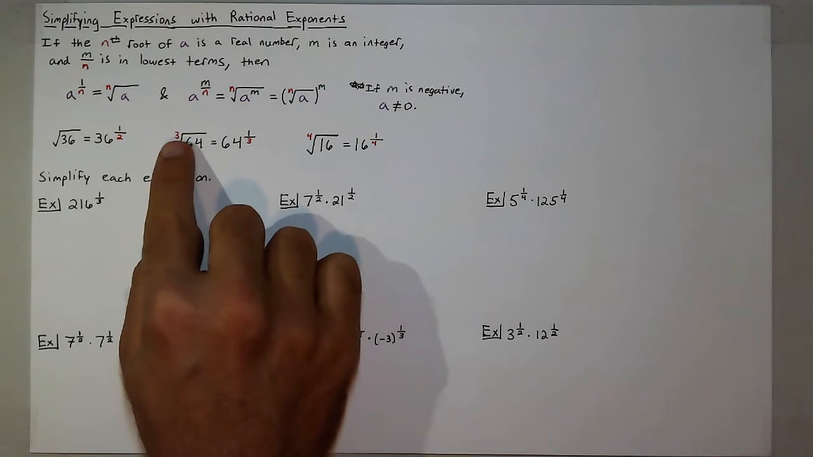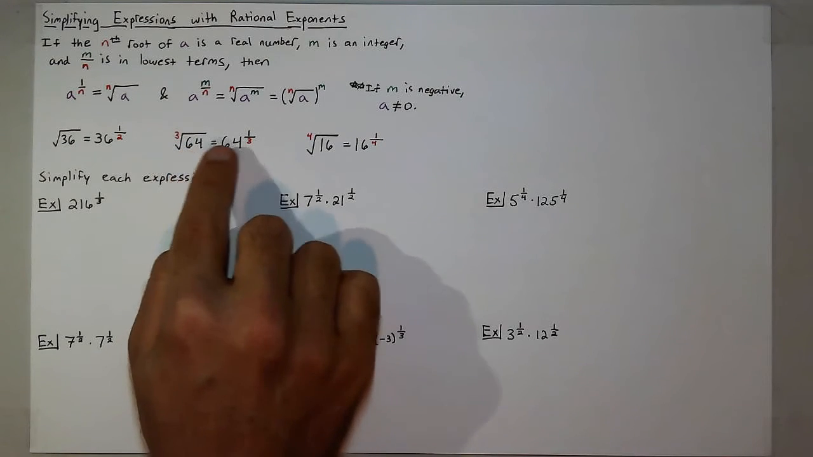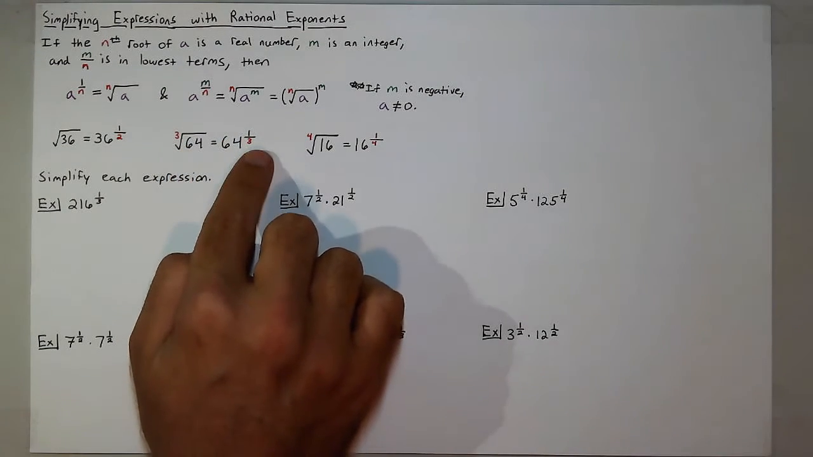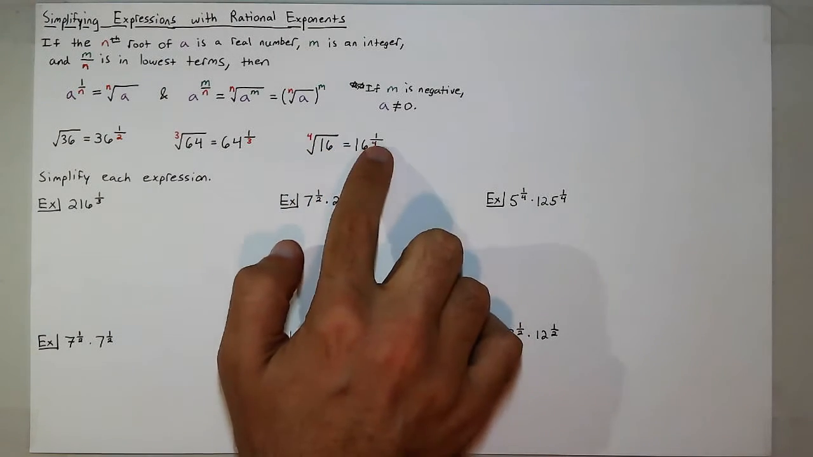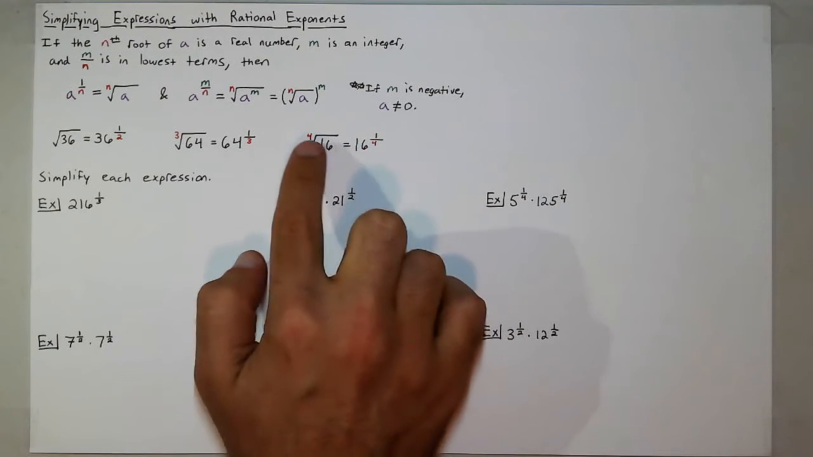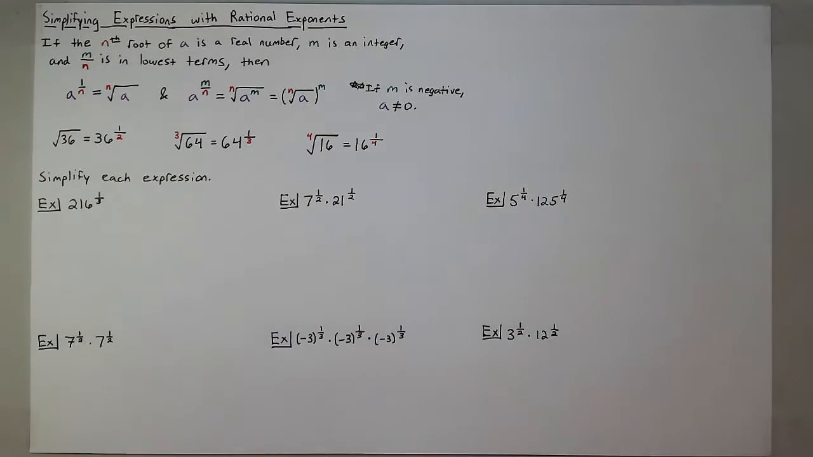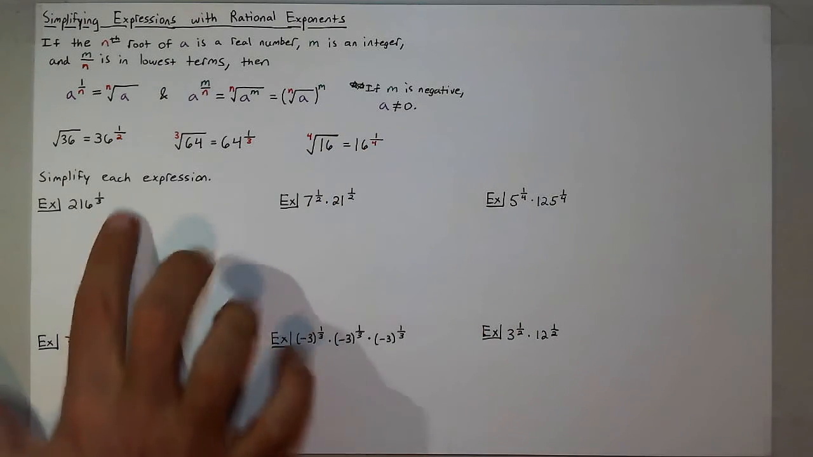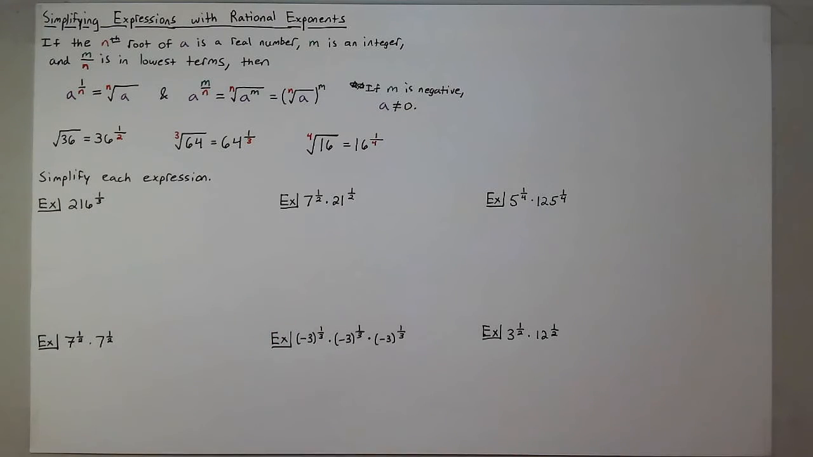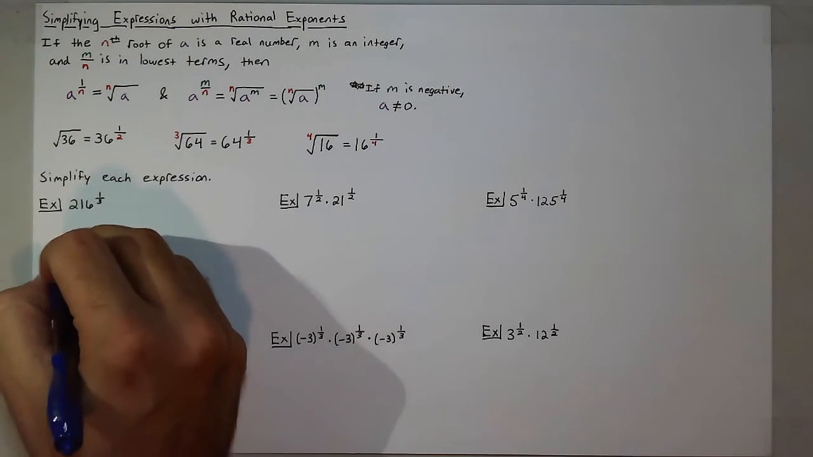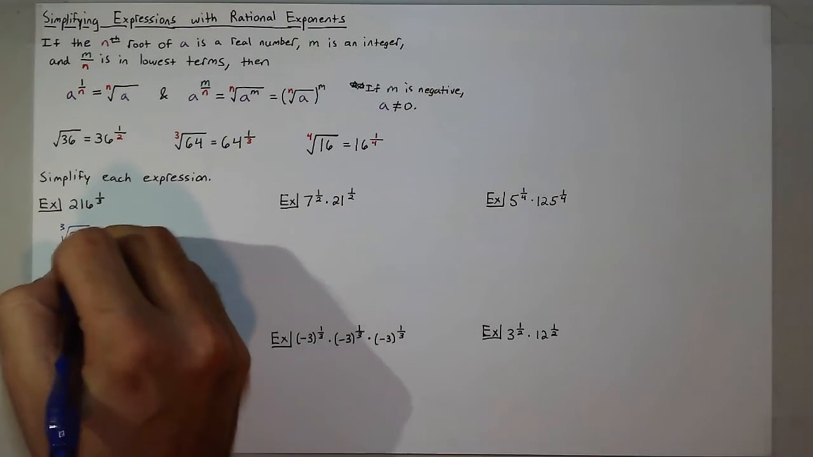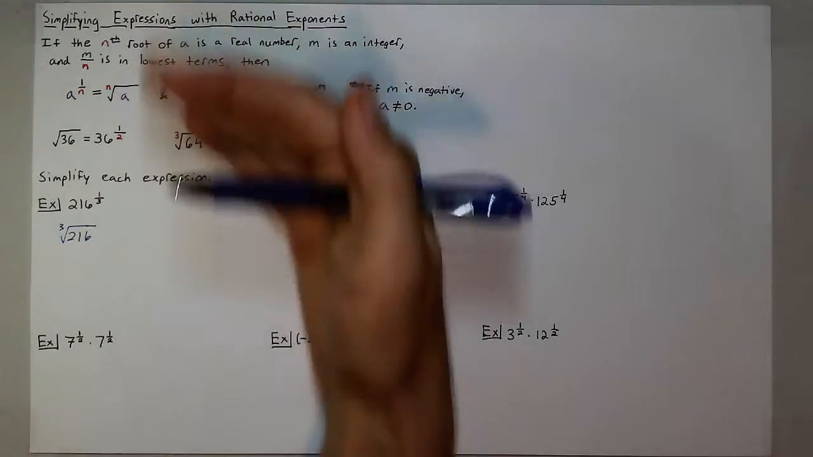The cube root of 64 is the same thing as 64 to the 1/3 power, and the fourth root of 16 is the same thing as 16 to the 1/4 power. You'll notice that the index goes right to the denominator when you switch forms. So if I wanted to simplify the expression 216 to the 1/3, I would rewrite this as the cube root of 216 and then further simplify.